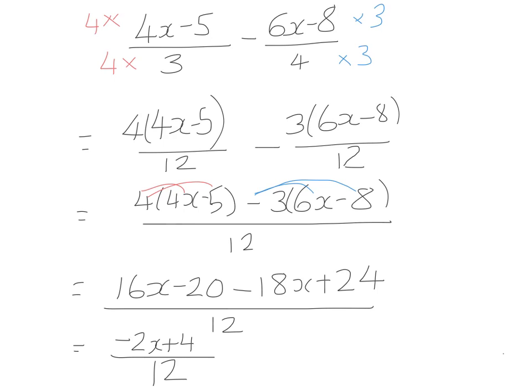So, follow through your process, find the lowest common multiple between your denominators, multiply each side by the appropriate value, multiply out your bracket, collect like terms, 3 easy marks.